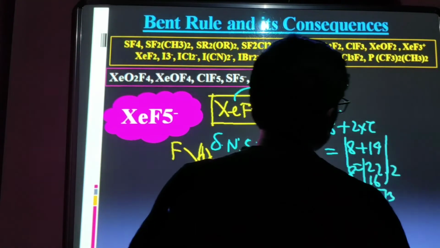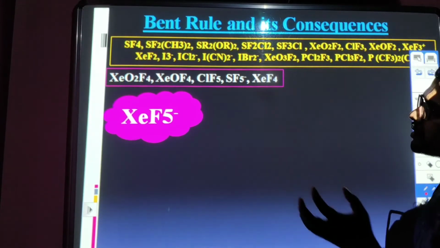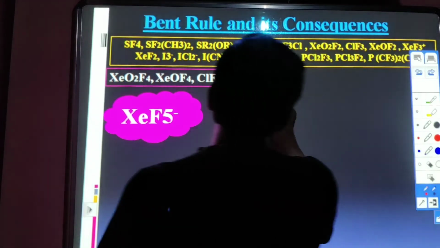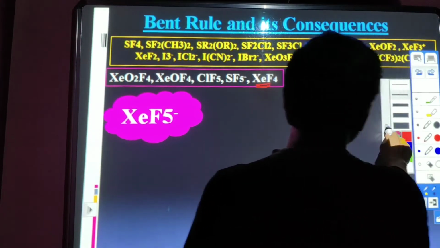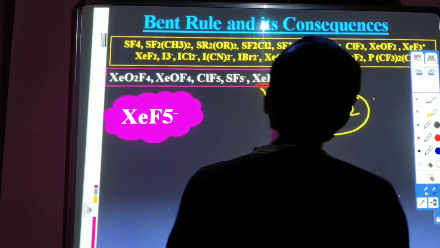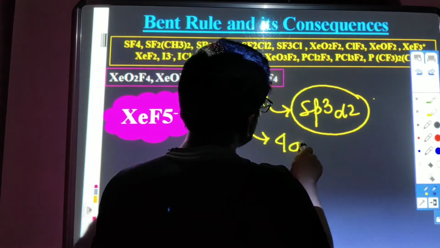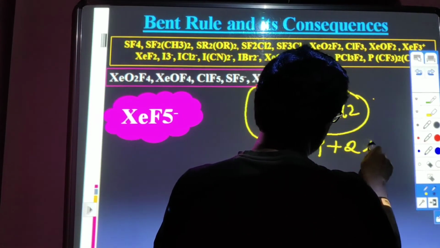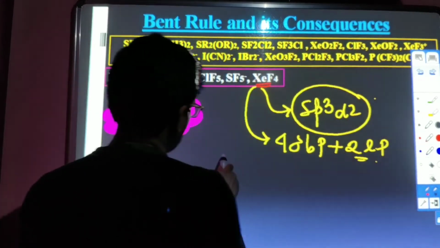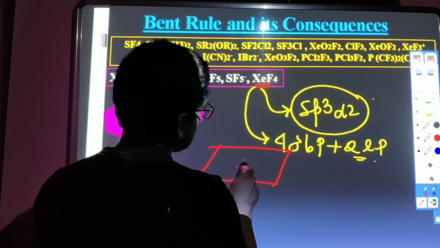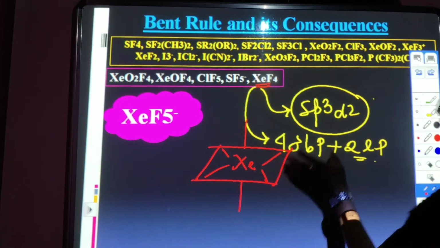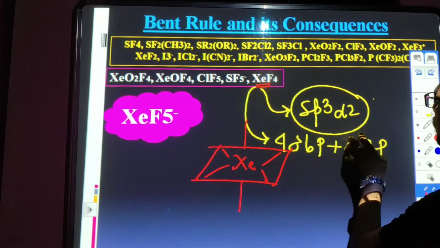Now, if you move to XeF4, this is sp3d2 hybridized. So there are basically 4 sigma bond pairs plus 2 lone pairs of electrons. Geometry is octahedral. So this is xenon. Now again the question is, where will you put the sigma bond pairs and lone pairs?